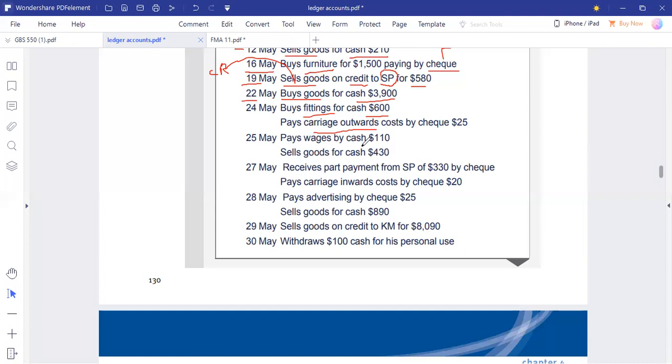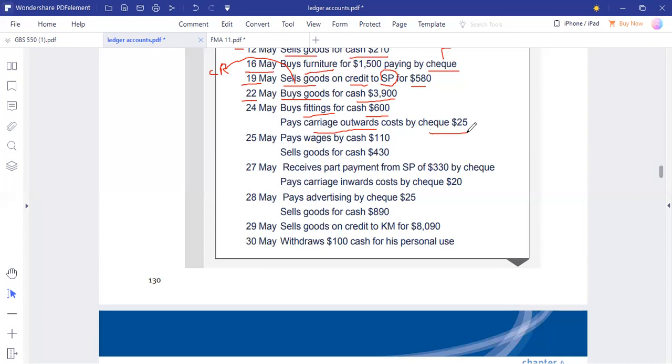So if we are the ones who are giving the free transport, we call it carriage outwards because we are spending. If we are the ones receiving and we are spending for ourselves, we call it carriage inwards. It's added to the purchases. So pays carriage outwards, costs by check. So we are paying. So check is doing what?